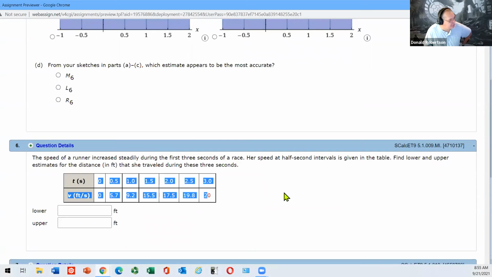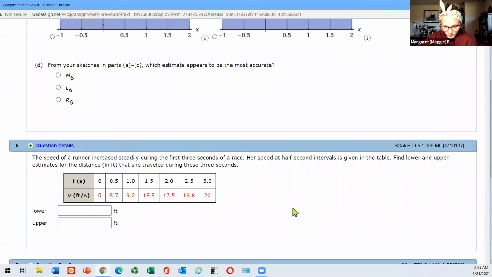Here's your table with your numbers, right? It asks you to find a lower and an upper estimate. This table contains all the numbers I need. I just need to pull them out. Looking at this table, what's the delta? I guess I'll call it delta t now rather than delta x. What's the delta t using this table? 0.5. Agreed? From 0 to 0.5 to 1 to 1.5. So won't you be going 0.5 times the height plus 0.5 times the height plus 0.5 times the height?